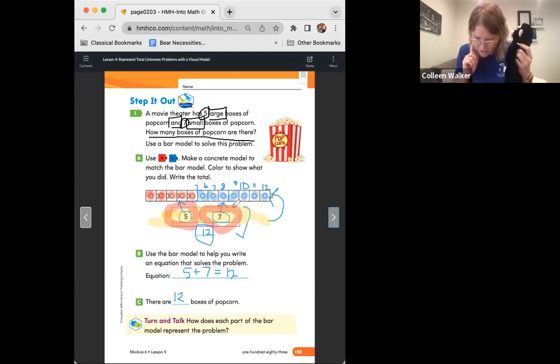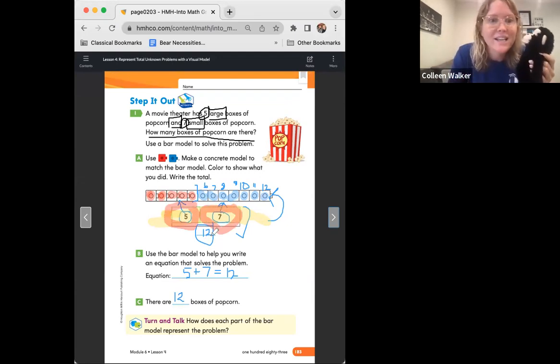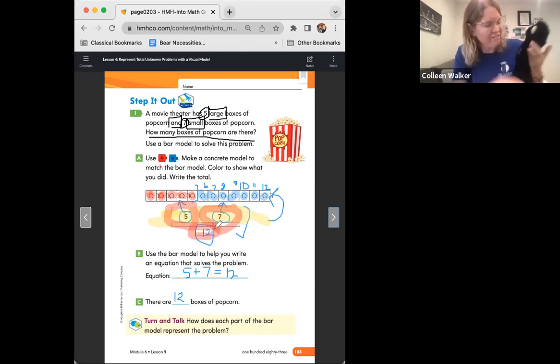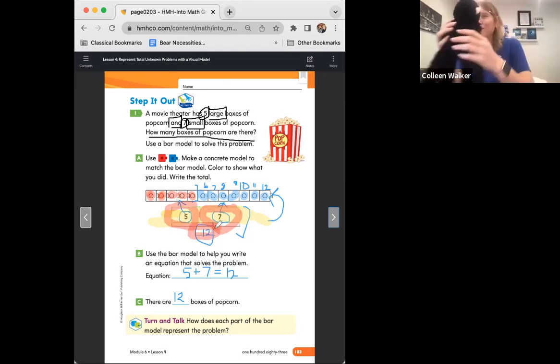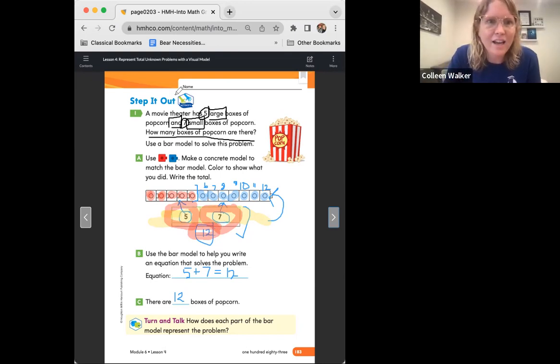And what else were you explaining? Right. He said the bottom number is always the total. High five. Love your thinking. Thank you for explaining that to us.